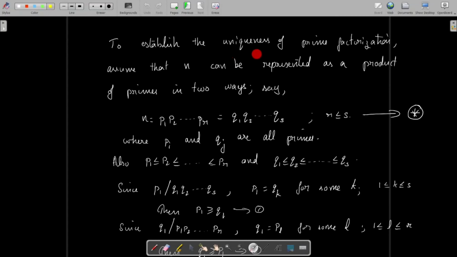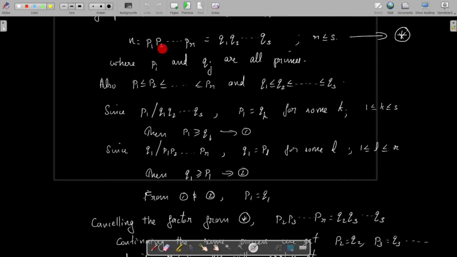Now we have to establish the uniqueness of this expression. That is, to establish the uniqueness of prime factorization, assume that n can be represented as a product of primes in two ways. Say n equal to p1 into p2 into etc. into pr. Also n equal to q1 into q2 into etc. into qs. And without loss of generality, we may assume that r is less than or equal to s. Here pi and qj are all primes, and we write the primes in ascending order, that is p1 less than or equal to p2 less than or equal to etc. less than or equal to pr, and q1 less than or equal to q2 etc. less than or equal to qs.